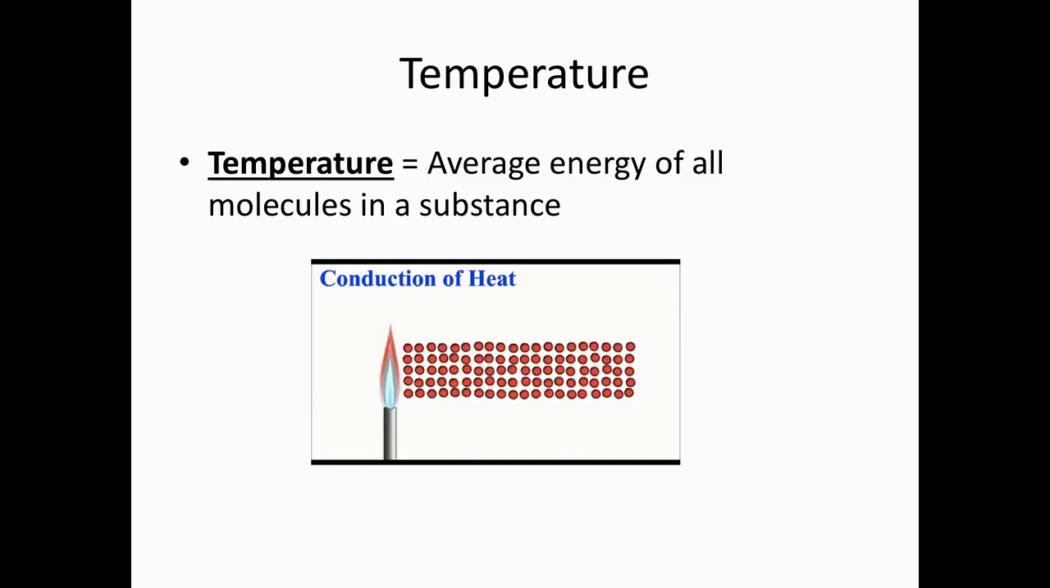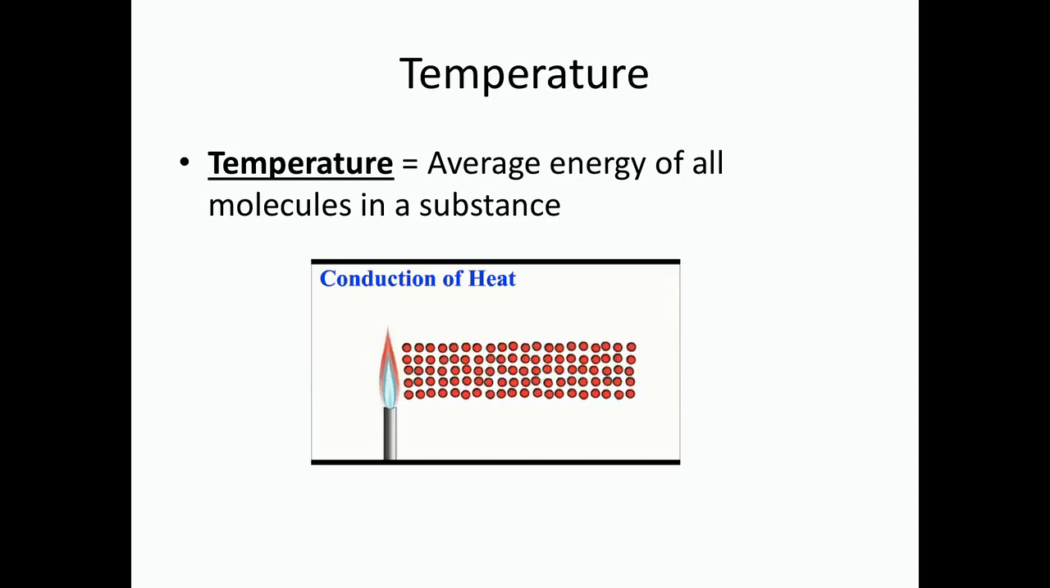Now, when most of the molecules in the area are blue, we would say that that has a low temperature. But when most of the molecules are red, that has a high temperature. So it's not just individual molecules anymore, it's now the average energy of all the molecules. So if on average molecules are moving rapidly, we have a higher temperature.